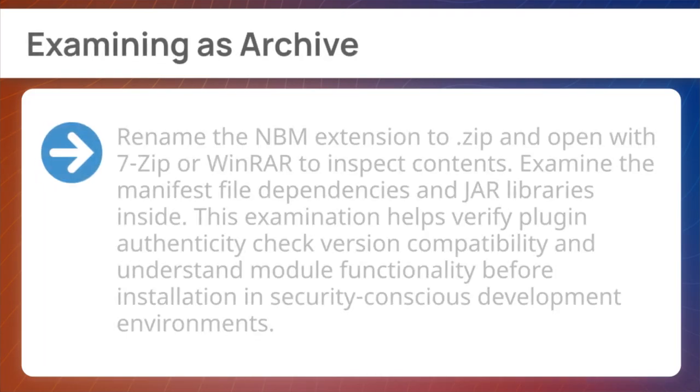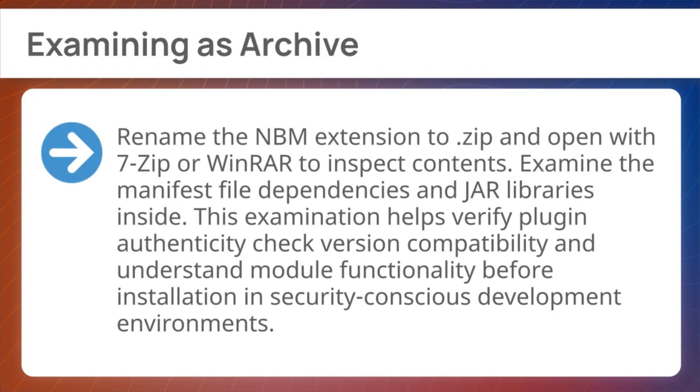Next, examining as archive. Rename the NBM extension to .zip and open with 7-zip or WinRAR to inspect contents. Examine the manifest file dependencies and jar libraries inside. This examination helps verify plugin authenticity, check version, compatibility, and understand module functionality before installation in security-conscious development environments.